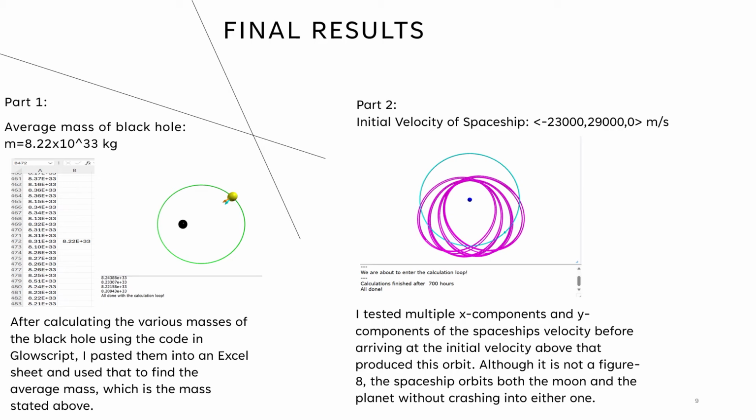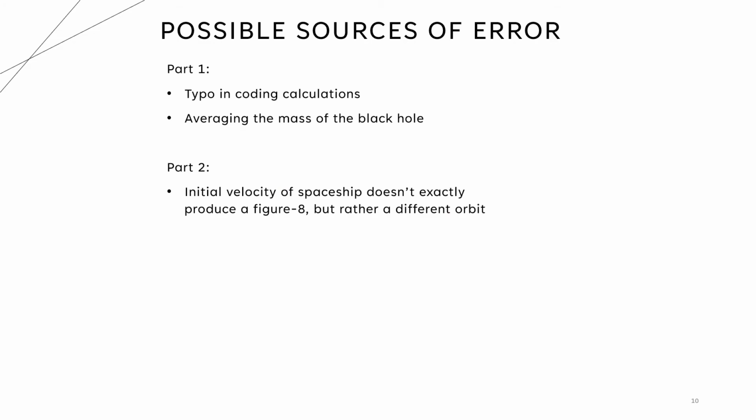Possible sources of error. For Part 1, there could have been a typo in my coding calculations, and also the mass of the black hole is actually an average, so it may not be fully accurate. And then for Part 2, the initial velocity of the spaceship doesn't exactly produce a figure 8, but rather a different orbit.